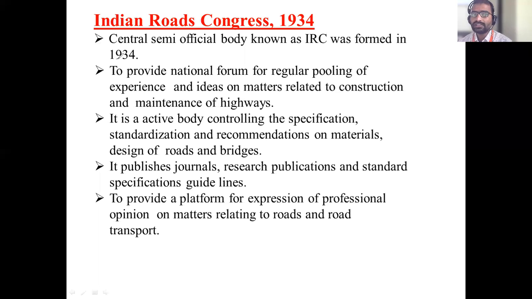What will it do? It is a central semi-official body all over India. This is IRC. What IRC says, we should follow. We have to follow the IRC rules, specifications and standardization. We are not supposed to violate anything. Clear? This is like a big boss. Like what Big Boss says, the contestant will follow. In the same way, what IRC says, we have to follow. Is it clear, everyone? Yes, sir. So just remember, IRC means big boss, that is the central semi-official body.